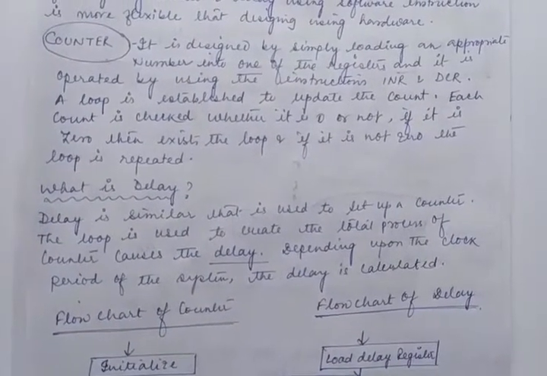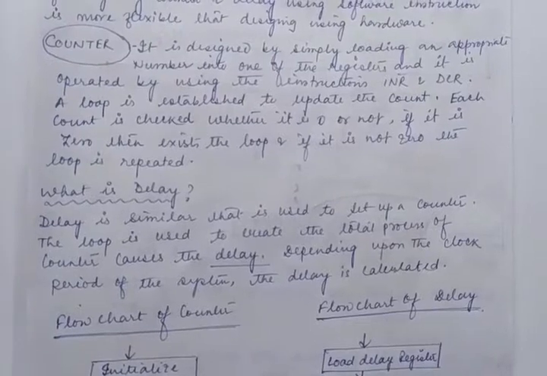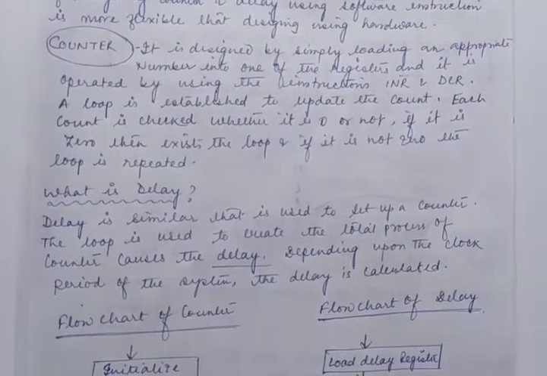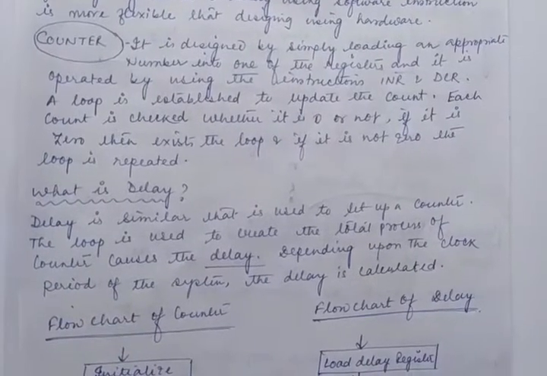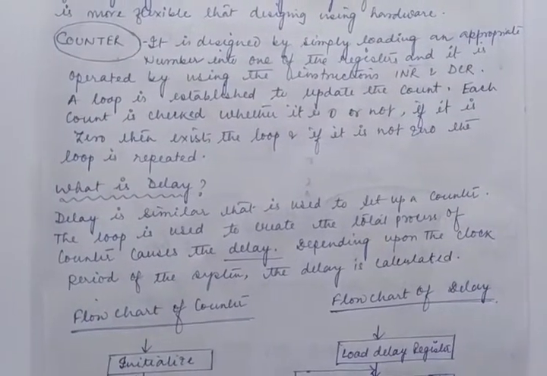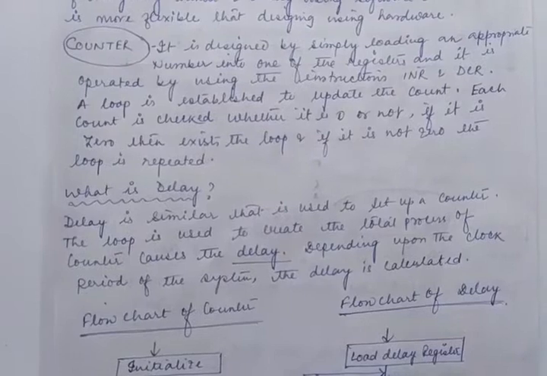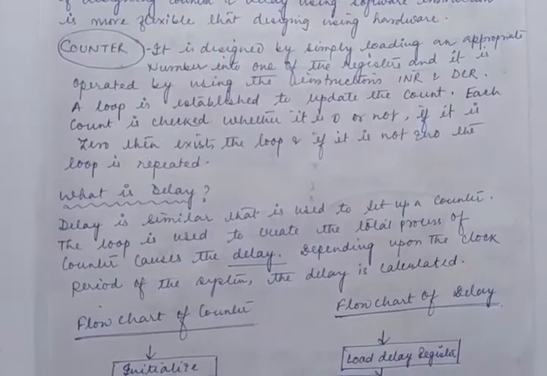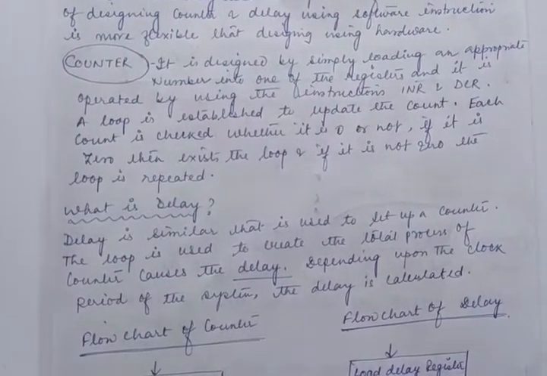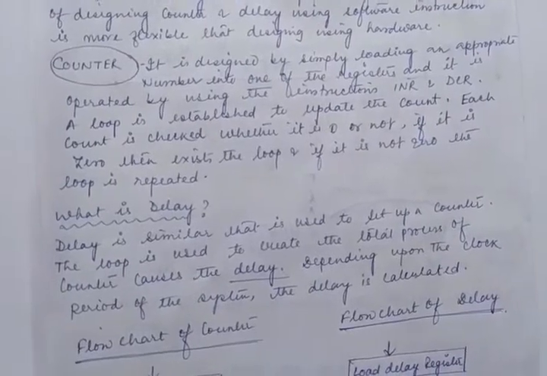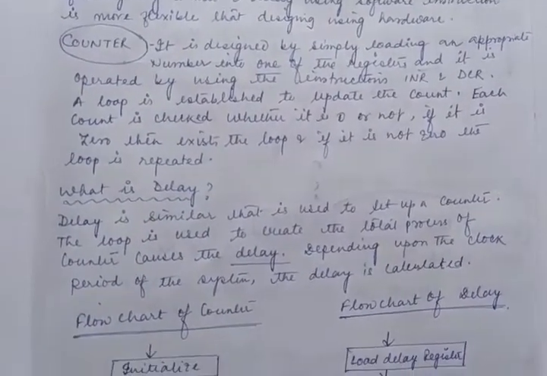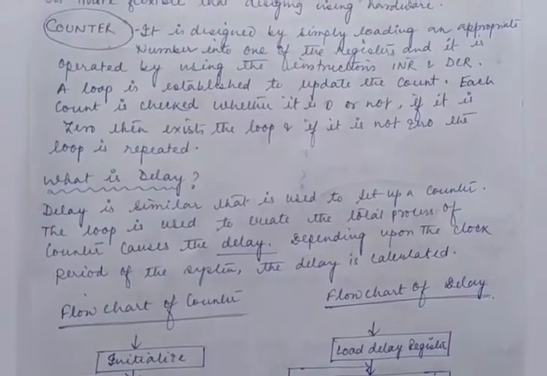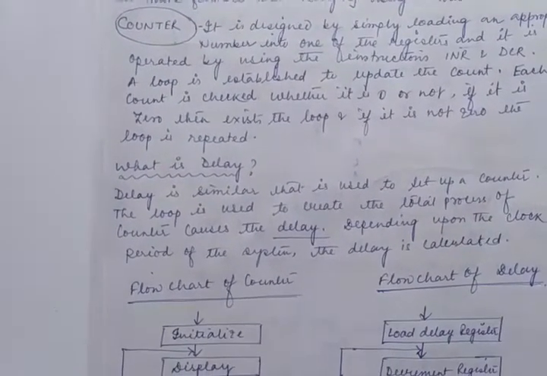So how is the delay calculated? Delay is created based on the loop that is used, right? And depending upon the clock period of the system, the delay is calculated, right? Because delay is nothing but time, right? So time is related to the parameter that is frequency, and it's the clock frequency, because it is related by the inversely proportional relation T equals 1 by f. So from that relation we can easily calculate the amount of delay, right?